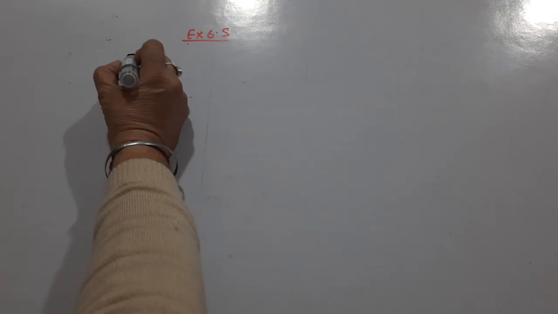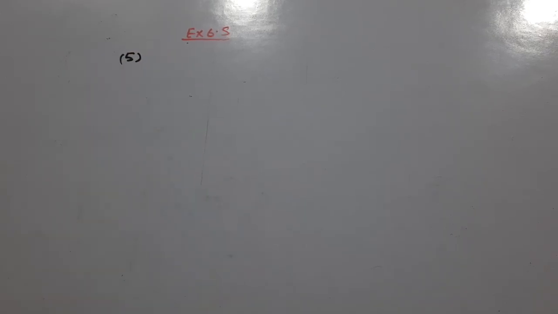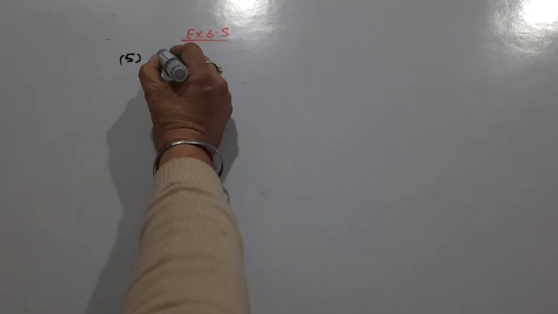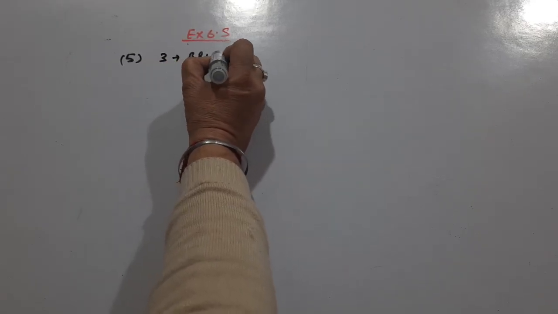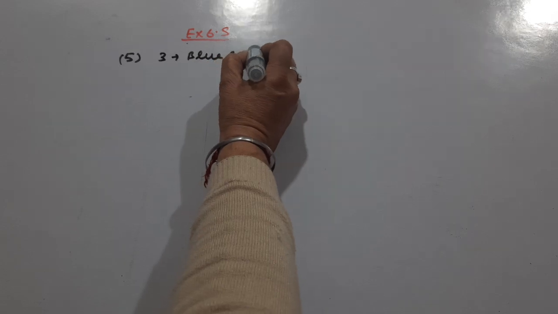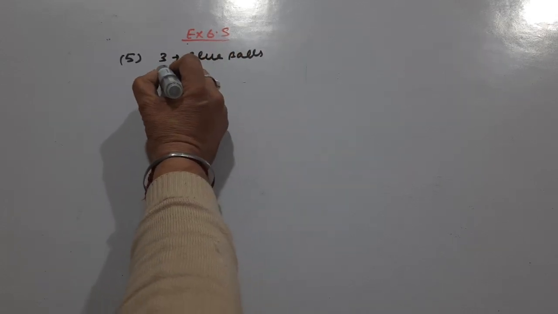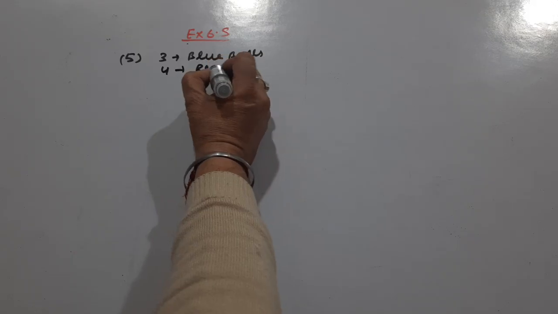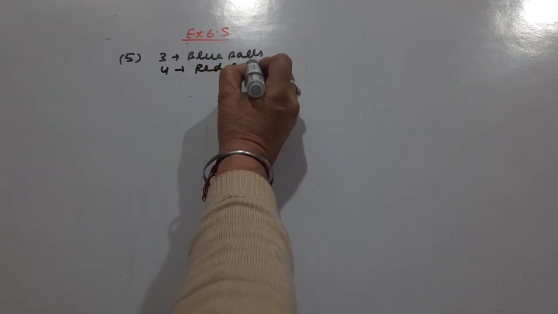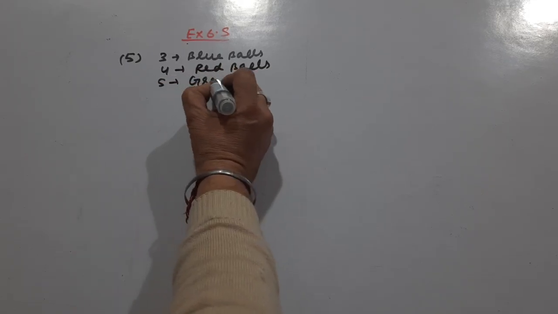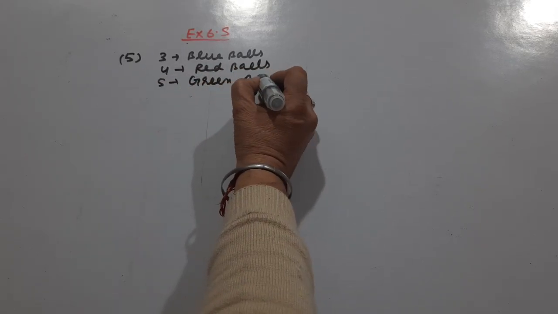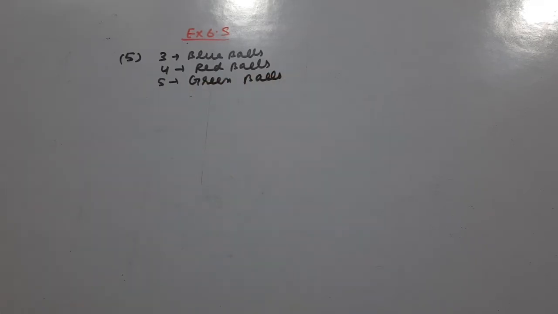Now let us start with the fifth question. Students, question is, there are three identical blue balls. Then we have four identical red balls, right? And we have five green balls. So students, in how many ways can they be arranged in a row?